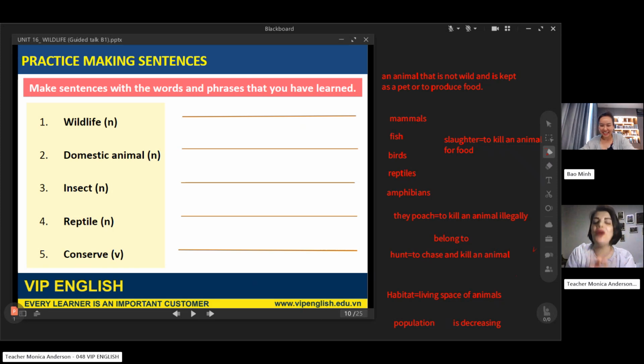Okay, so as you said, of course, the human population is increasing day by day. So they need more space to live, so they destroy natural habitats, for example, to construct buildings, or something like this. So they destroy natural habitats.